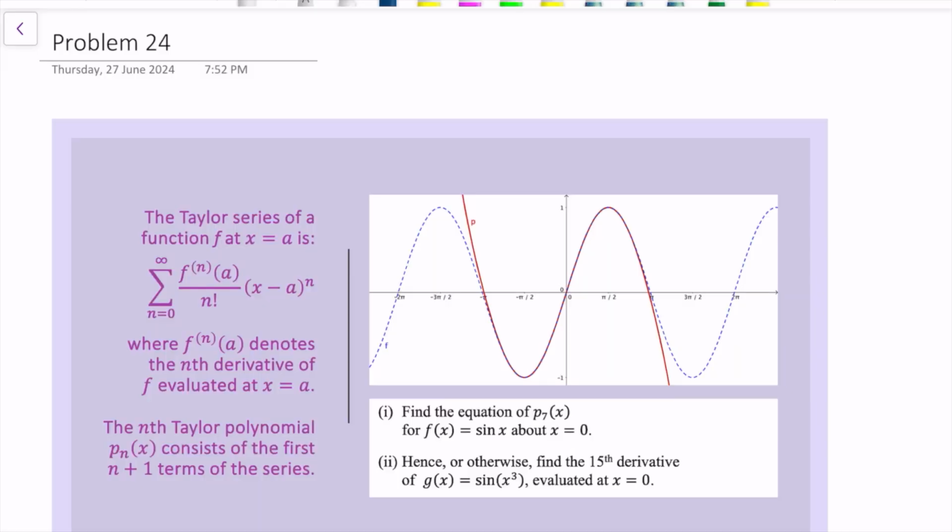Okay, so let's find the Taylor polynomial P7 of x. We need to get 8 terms out of the series because we start at 0, the constant term, and we want to go up to the 7th power, degree 7. We need to evaluate all the derivatives at x equals a, our a is 0, and then work out what the sum is doing.